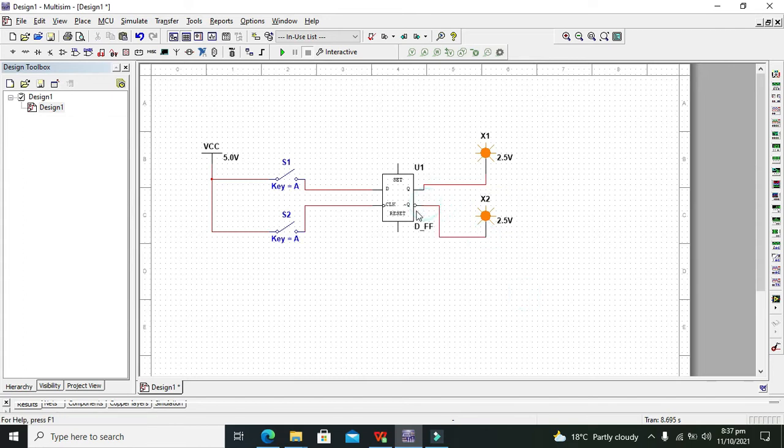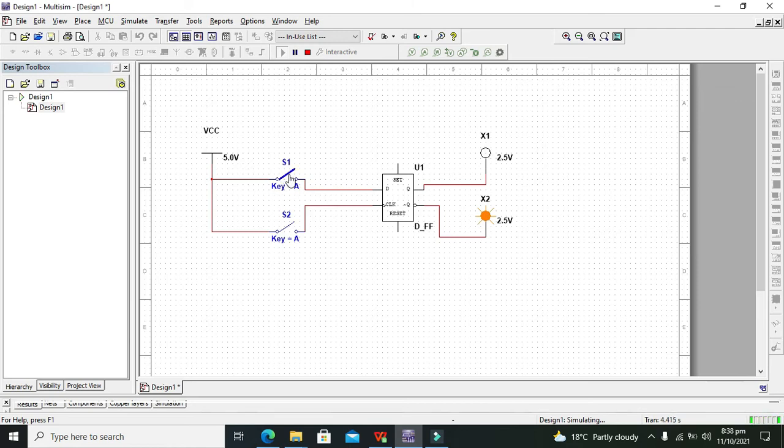Our hardware is now completed. Now when we run it, you can see that there is 0 because our switch is at 0, so there is 0 on D. Now we will give a positive transition to the clock. Now we have given the positive transition. We can see that when D is 0, our Q bar is 1 while Q is 0.